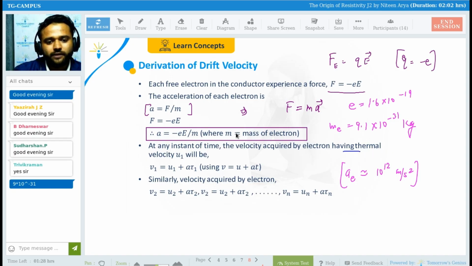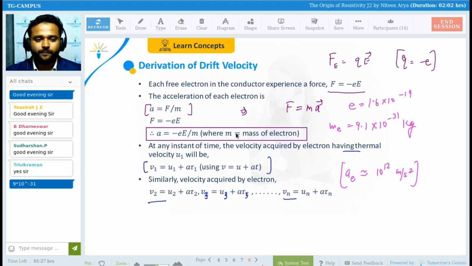So now, at any instant of time, the velocity acquired by the electron having thermal velocity u1 will be v1 equals u1 plus a tau 1, or u plus at. This is your first equation of motion. Similarly, the velocity acquired by the second, third, up to the nth electron follows the same form. This tau is the relaxation time, and a separate question they ask is what is relaxation time.